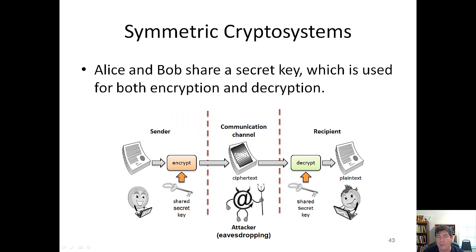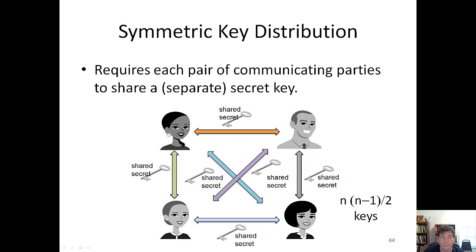So symmetric cryptosystems are slightly different. Alice and Bob share a secret key which is used for both encryption and decryption. They share the same secret key, which Alice uses to encrypt the data and send it over the channel, and Bob uses the same key to decrypt it. So this requires each pair of communicating parties to share the secret key. Maybe the secret key is a password, maybe it's something else, but normally it's a password.